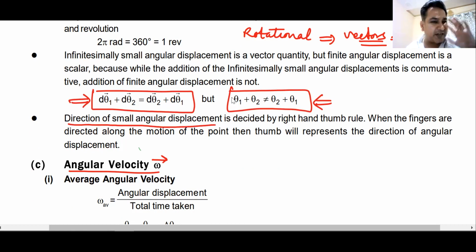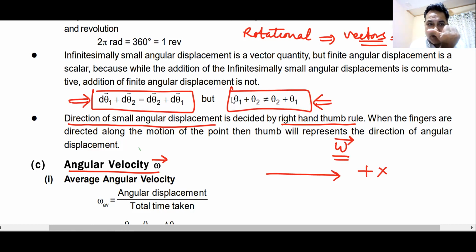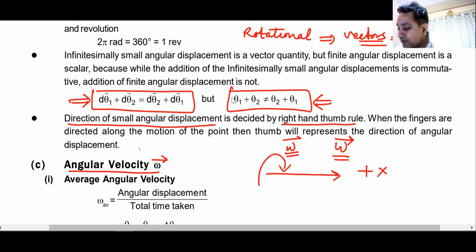This is what is written here. Direction of small angular displacement or any angular vector will be given by the right hand thumb rule. They are given along an axis by the right hand thumb rule. For example, if I say the angular velocity is along the positive x-axis, what do I mean? You hold the positive x-axis in your right hand and you curl your fingers. Your fingers will curl like this, and that will be the direction of the omega vector.